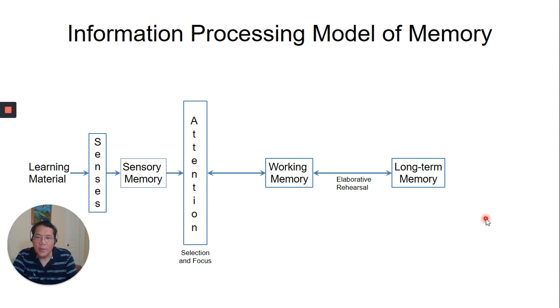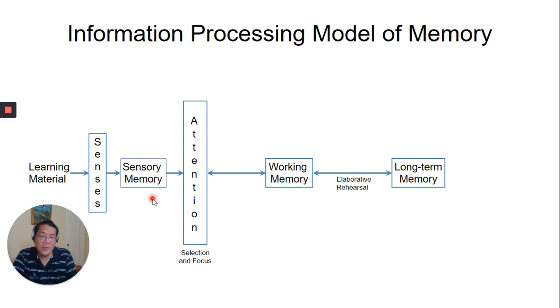I'm going to start with a simplified version of an information processing model of memory. The information processing model is a convenient way of organizing information, presenting the basic concepts of how people learn. We start over here on the left with learning material. This is what you're trying to learn, the textbook, the lecture presentation, whatever it is you're trying to learn out in the environment. And it comes into us through our senses, our vision and hearing.